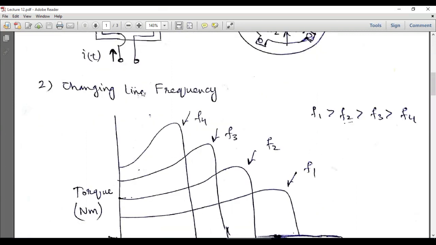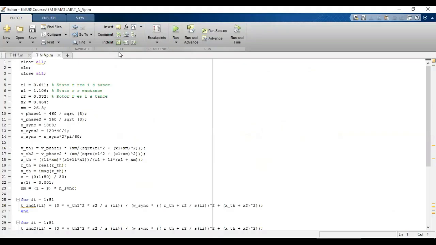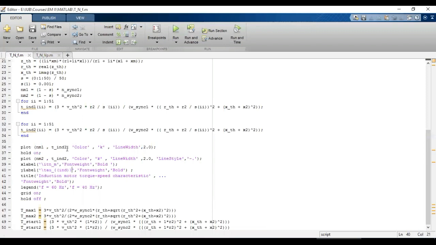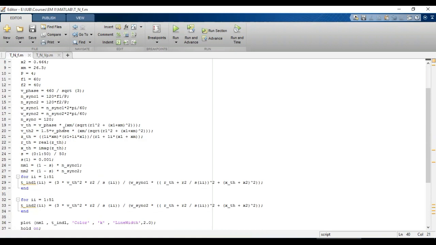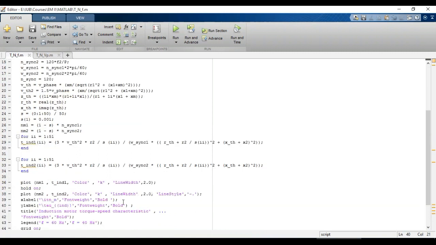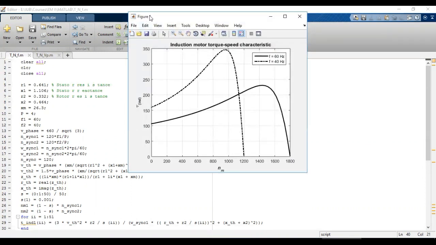So the effect of changing the line frequency can be observed by analyzing the torque speed characteristics of the induction motor. The torque speed characteristics of this induction motor were already discussed in the previous lectures, and this is the mathematical model of the induction motor, and we can plot the torque of the induction motor at two different frequencies. So this is the complete code, and you can type this code by yourself, and when I run this code I get such a result over here.